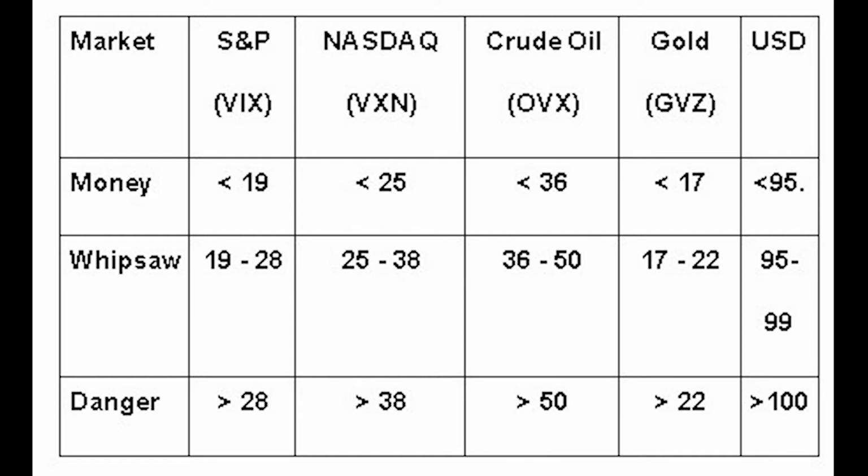If you look at the whipsaw, right? VIX is between 19 and 28, crude oil is 36 to 50, gold is between 17 and 22, US dollars between 95 and 99. This is my chop market, right? As in volatility is starting to pick up, right? And we're going to talk about what's happening from an economical standpoint and a Fed Reserve standpoint later in the session, right? But it's characterized by sharper ups and sharper down moves, or whipsaws.